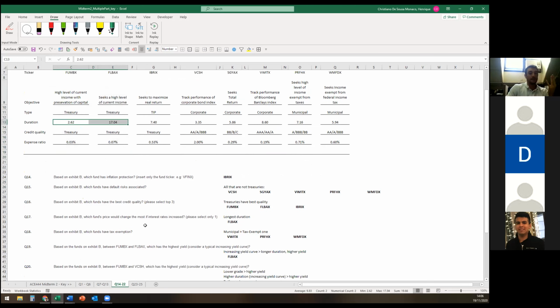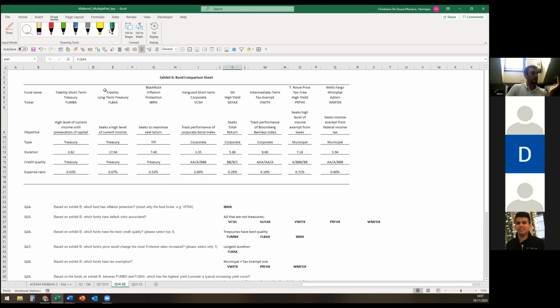And you might say, but I don't know if there is an increasing or decreasing yield curve. However, we said here, consider a typical increasing yield curve. Therefore, the longer the duration, the higher the yield in that case. You should be picking the second one here, okay?